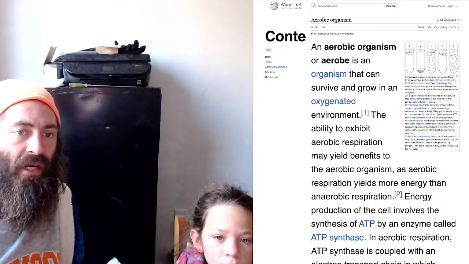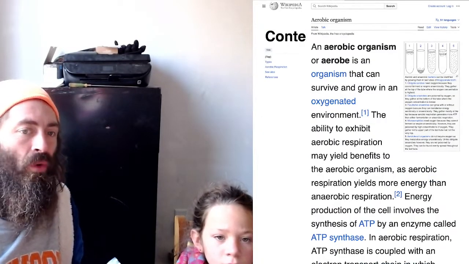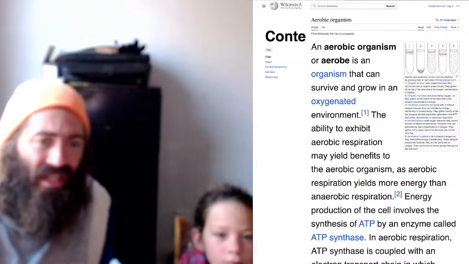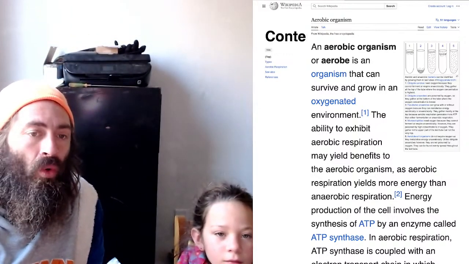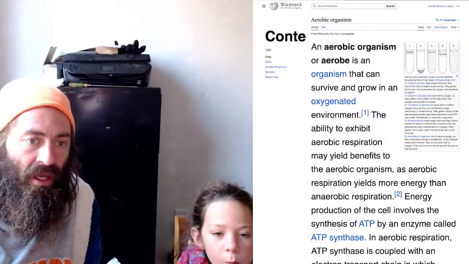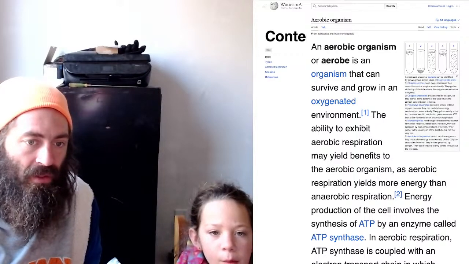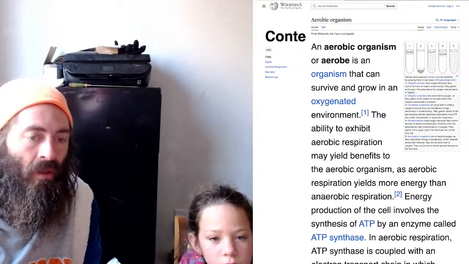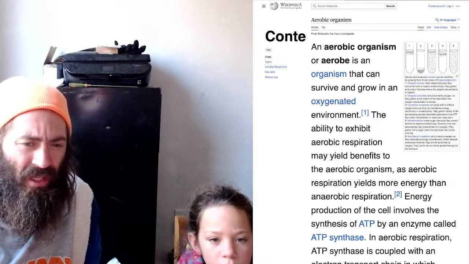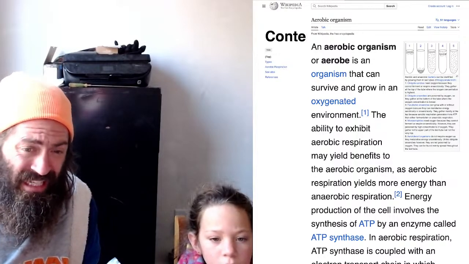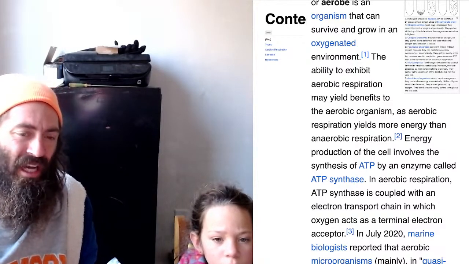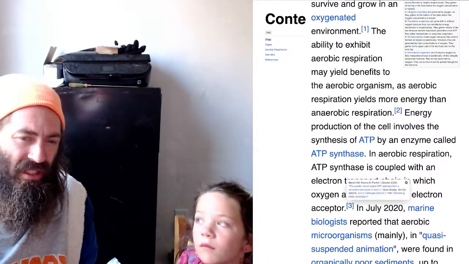Aerobic microbes. An aerobic organism, or aerobe, is an organism that can survive and grow in an oxygenated environment. Aerobic respiration may yield benefits to the aerobic organism, as aerobic respiration yields more energy than anaerobic respiration. Energy production of the cells involves the synthesis of ATP by an enzyme called ATP synthase. In aerobic respiration, ATP synthase is coupled with an electron transport chain in which oxygen acts as a terminal electron acceptor.